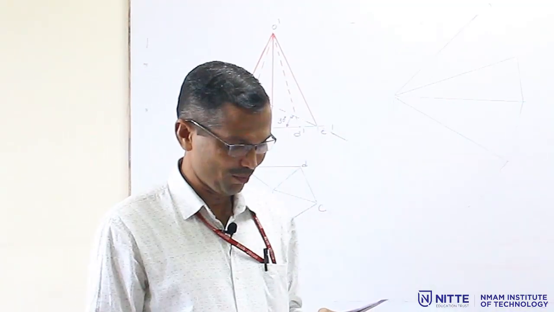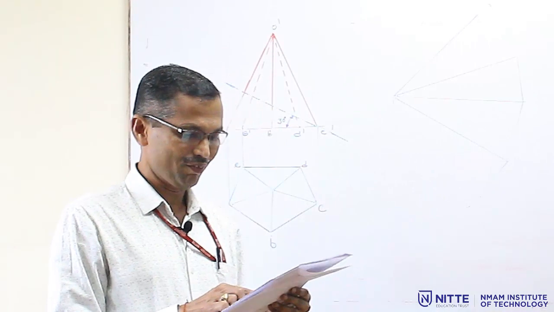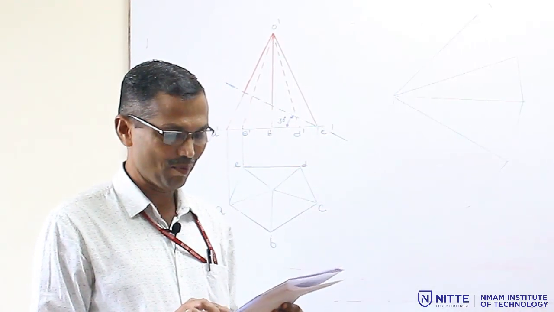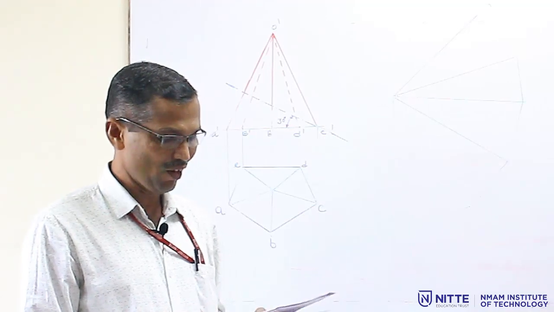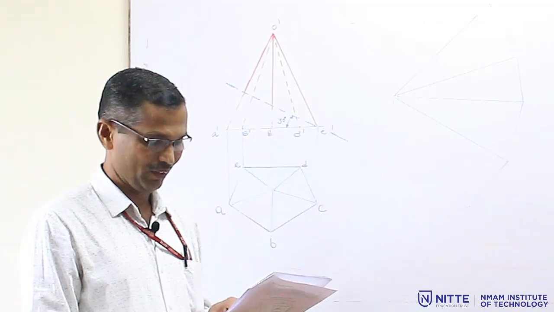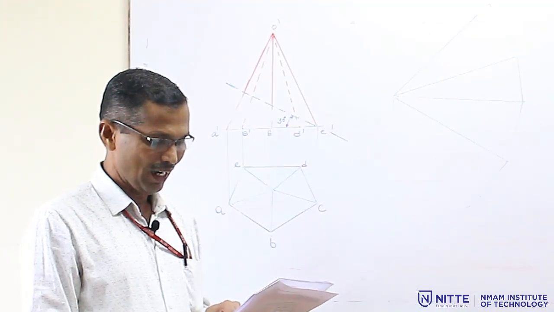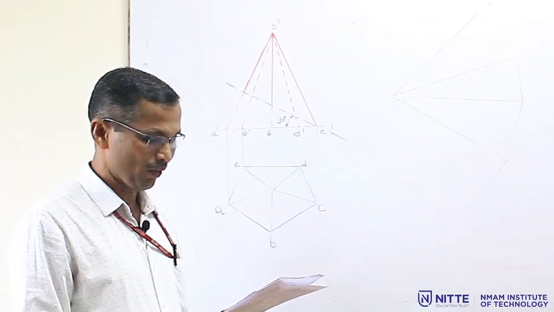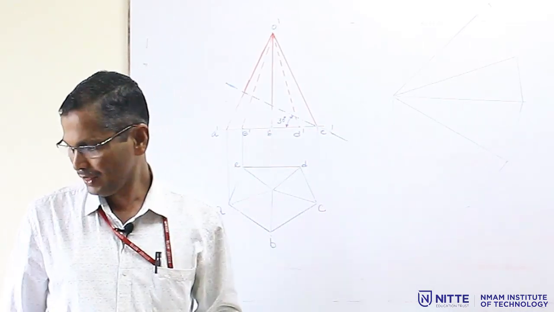So, take one example: a pentagonal pyramid of 30 mm base edges and height 50 mm rests vertically with one of its base edges parallel to VP and nearer to it. It is cut as shown in the figure. Draw the development of the upper portion of the pyramid.